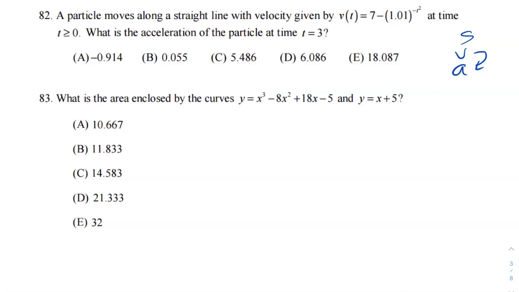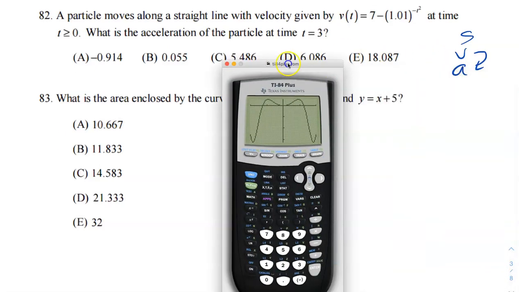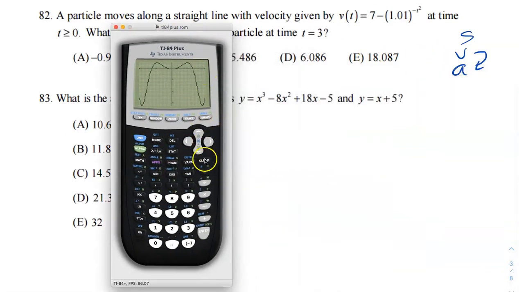We can do this on our calculator. I think the easiest way to do it, so you make sure you don't mess up, would be I would put it for y1. So for y1, I'll type in my velocity here. So I go 7 minus 1.01 to the, again, we don't have t, so let's use x, to the negative x squared.